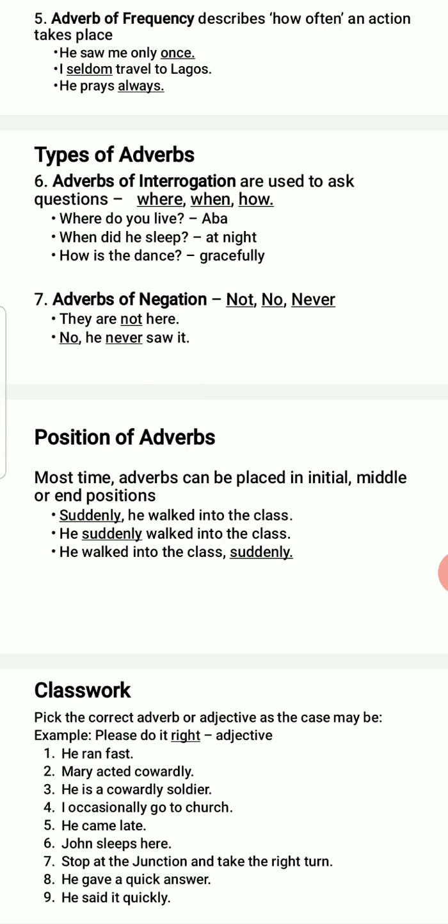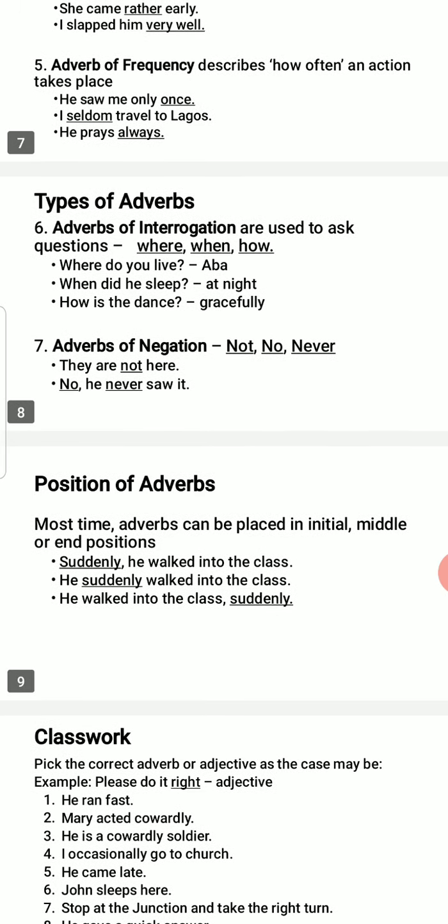When did he sleep? Or when do you sleep? How is the dance? You can see the answers to those questions at the right hand side of your material. Where do you live? Aba.